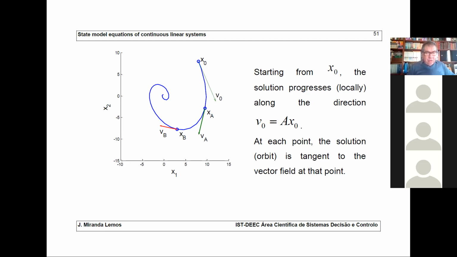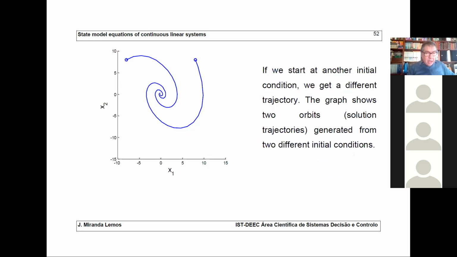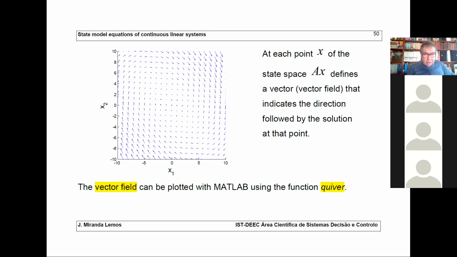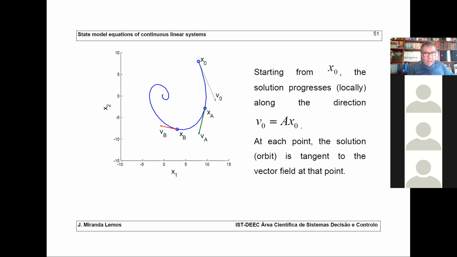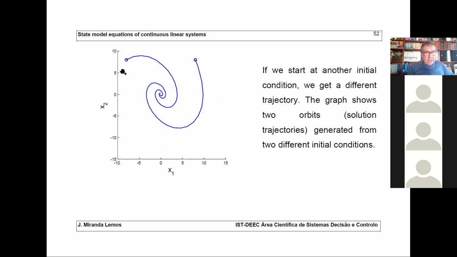MATLAB even provides you a function which is called quiver. You have this quiver function that allows you to plot this vector field. So you give the matrix A, and you give a range of values for x, and quiver plots these arrows, which is quite useful sometimes. Now, if you start at a different initial condition, you will get a different trajectory.